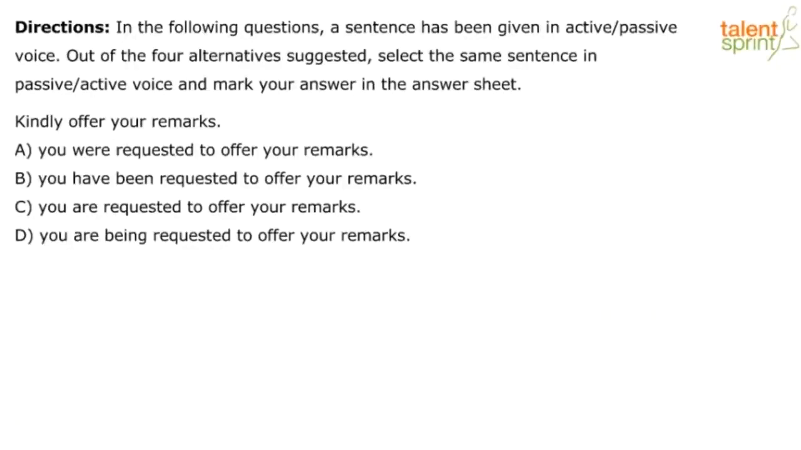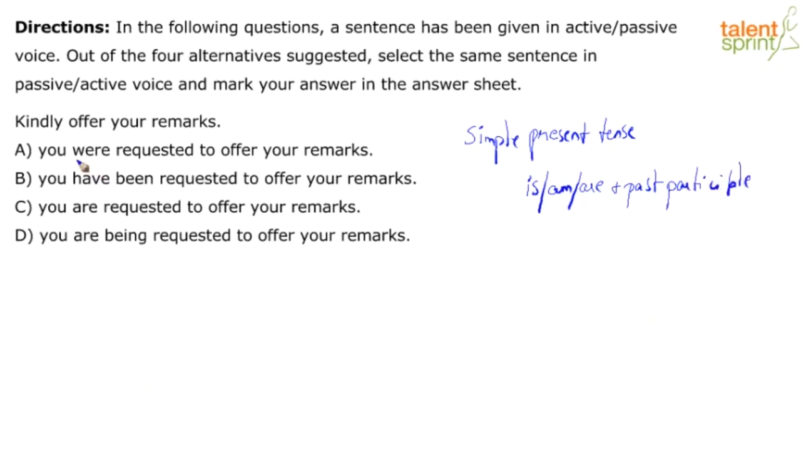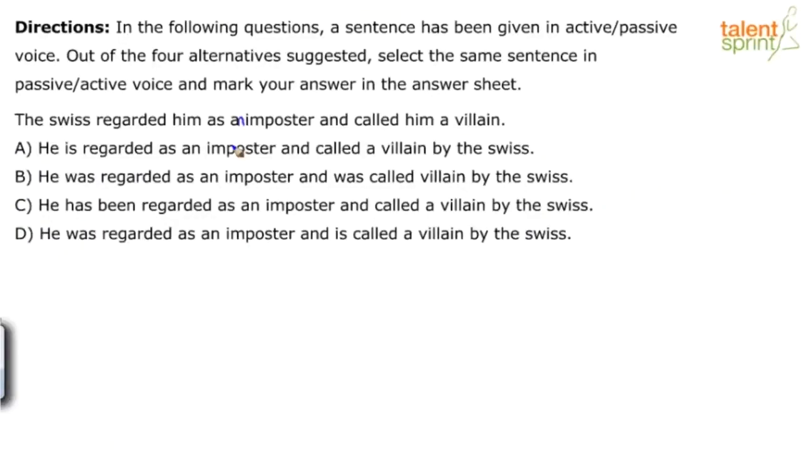Kindly offer your remarks. This again is in the simple present tense. Active voice, simple present tense. So when you're changing to passive voice, as we saw in the first question on active passive voice, it is am, is, are plus past participle. So which is the option that is giving you that? Past tense, incorrect. Have been, I don't need present perfect tense, incorrect. "You are requested to offer your remarks." So I have are and then I have the past participle. Again, I don't need the ing form. So the answer is C.